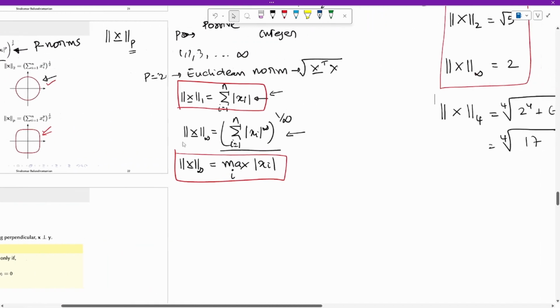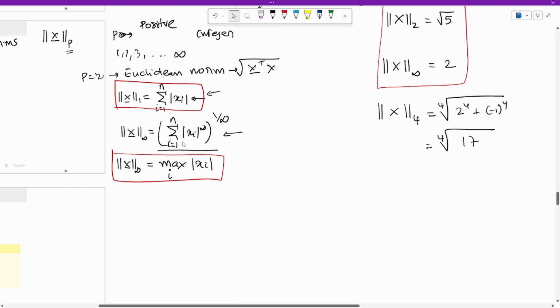Now we have a way of measuring the length of vectors with respect to the origin. That means if you have two vectors, x1 and x2, we can also find the distance between them by simply taking the difference between them and computing some p norm. That will tell you how far away the two vectors are from each other. When x2 is 0 or x1 is 0, that's a special case where you're only looking at the length of the vector from the 0 vector. If you do x1 minus x2, then you are computing the distance of x1 from x2, or the other way around as well.